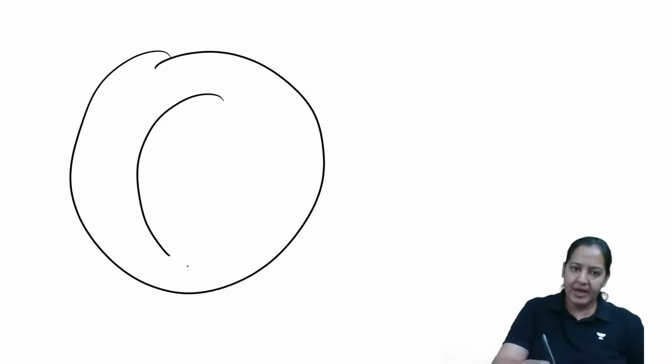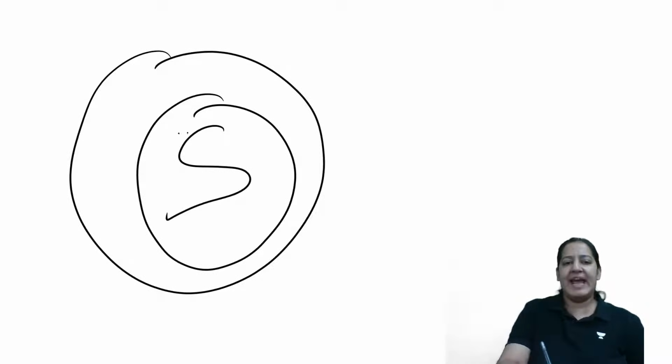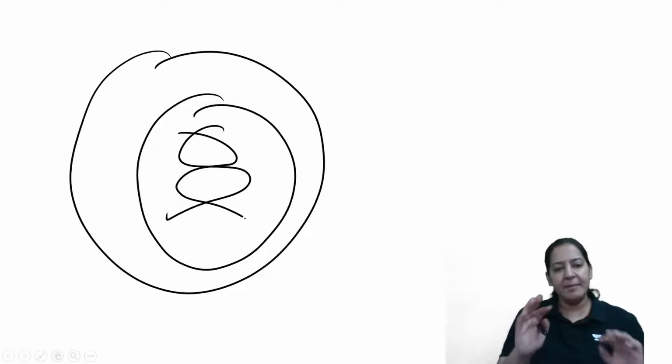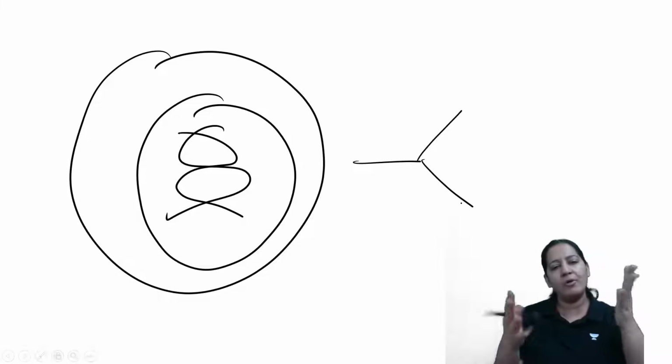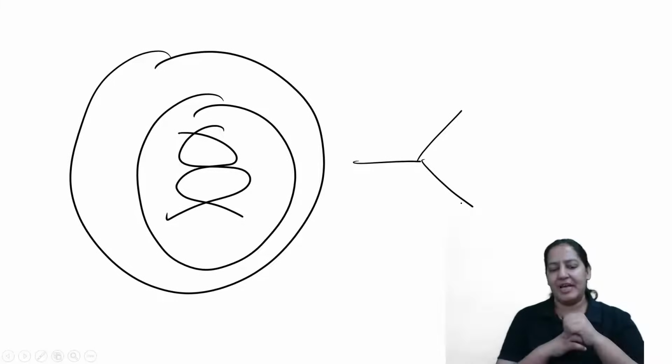See, this is a cell. Let me draw a cell of a bacteria. Let me draw the nucleus. Let me draw the double-stranded DNA. This is double-stranded DNA. Tell me how replication takes place. If this cell wants to divide into two cells, how will it happen? How does DNA replication take place?